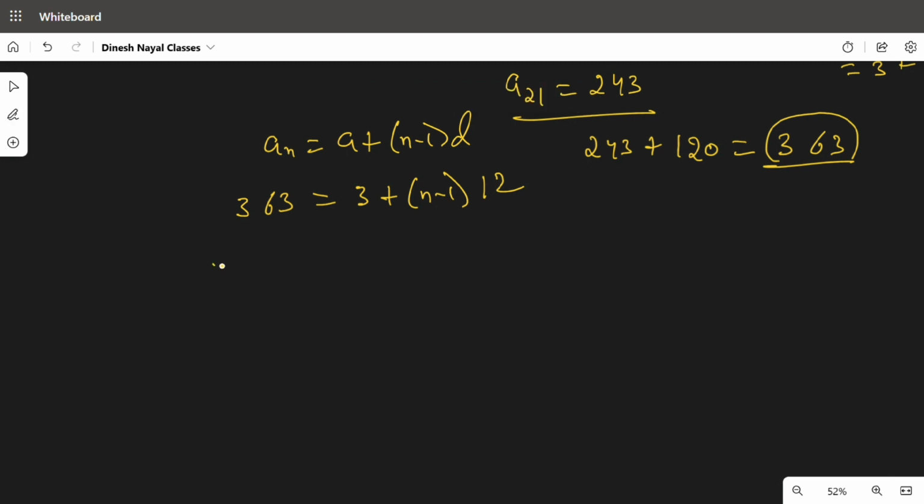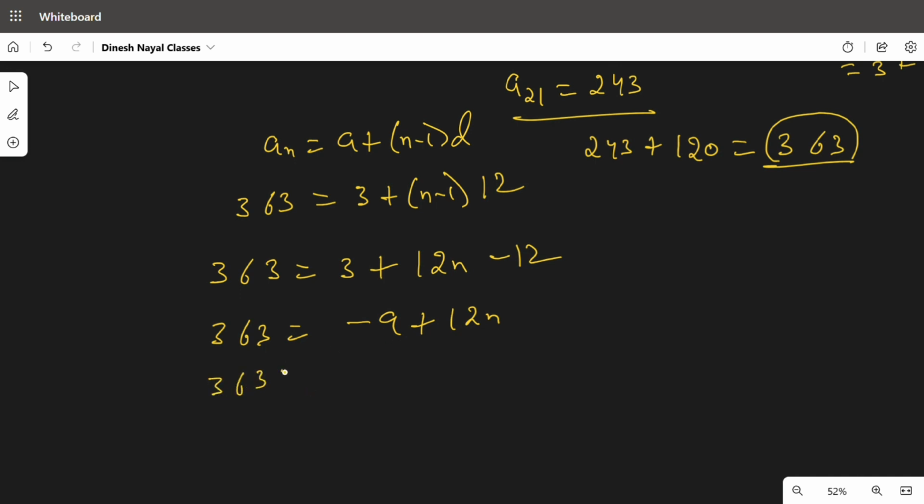So this is 363 equals 3 plus 12(n minus 1), and n minus 1 into 12 gives 12n minus 12. Now what is 3 minus 12? 3 minus 12 is actually minus 9. So this is 363 equals minus 9 plus 12n. Now minus 9, you take it to that side, that will become positive. So 363 plus 9 equals 12n.